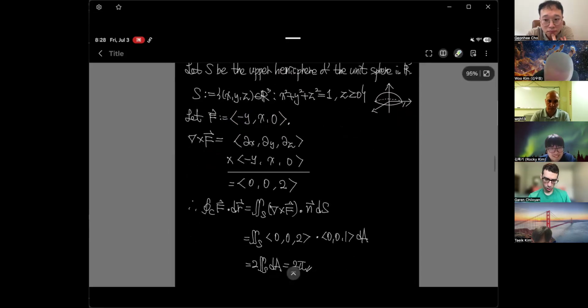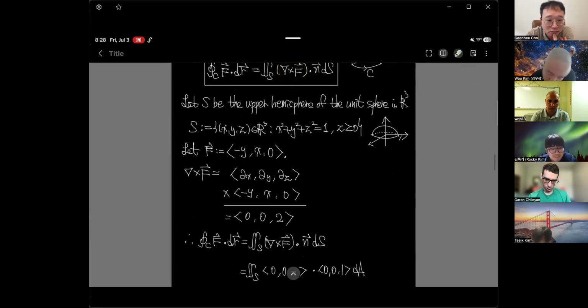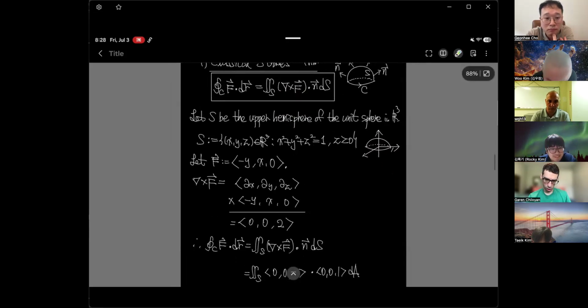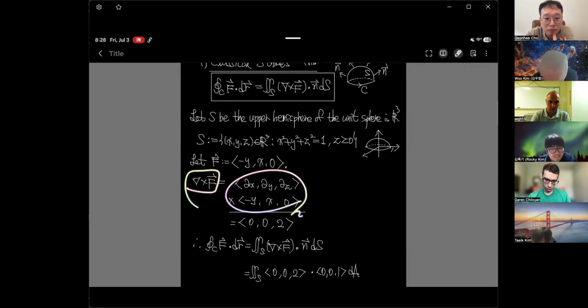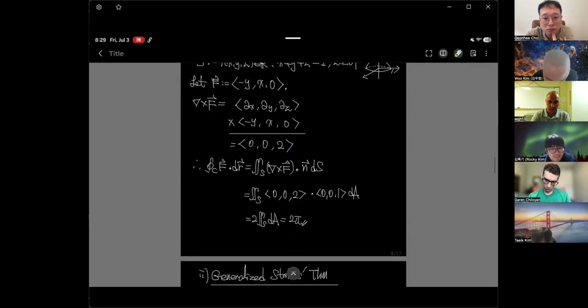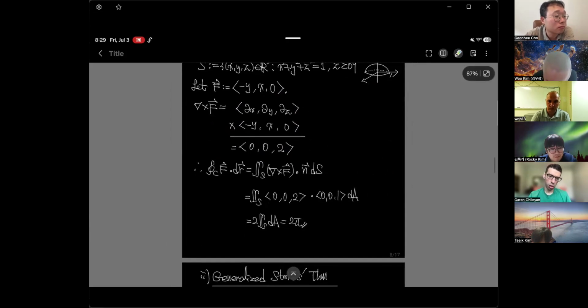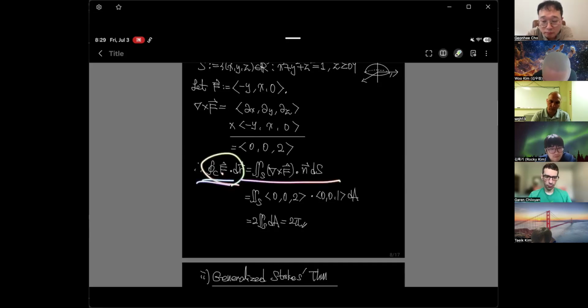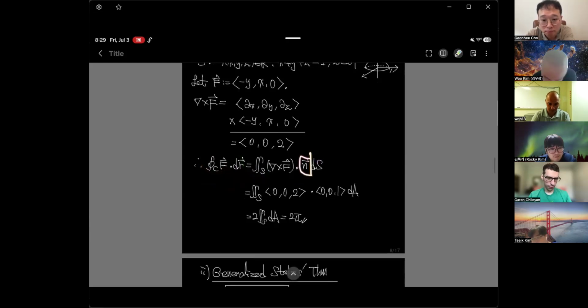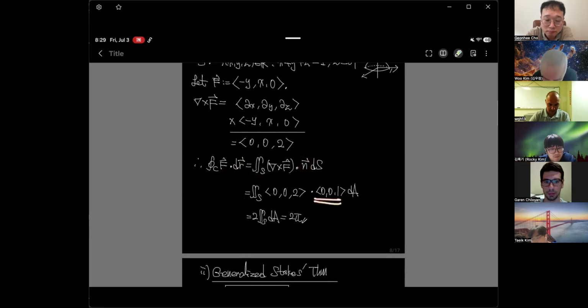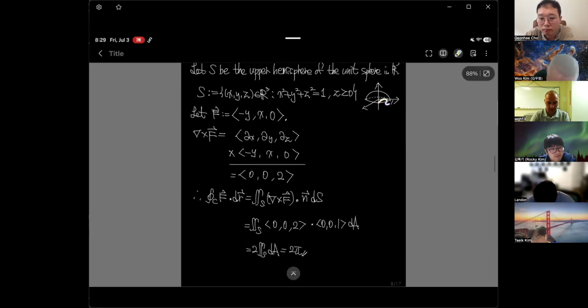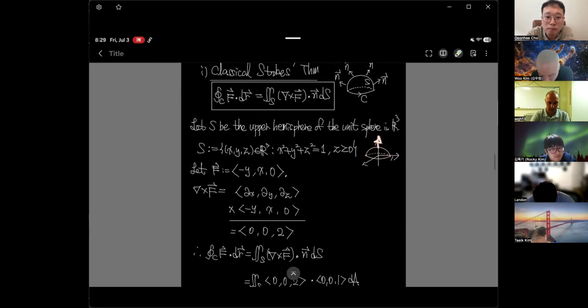Then we need the cross product, or curl, of F. We can compute the cross product and get 0, 0, 2 as the curl. Then by classical Stokes theorem, this line integral is the same. We have the unit normal vector 0, 0, 1, and I'm going to use the outward unit normal vector.